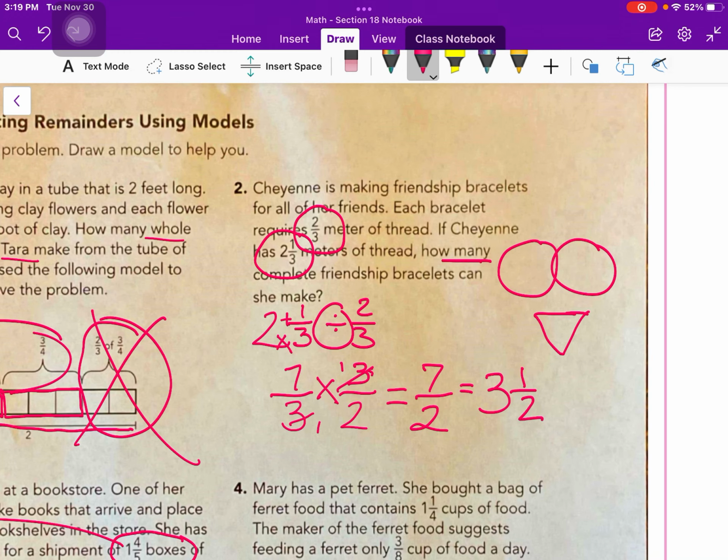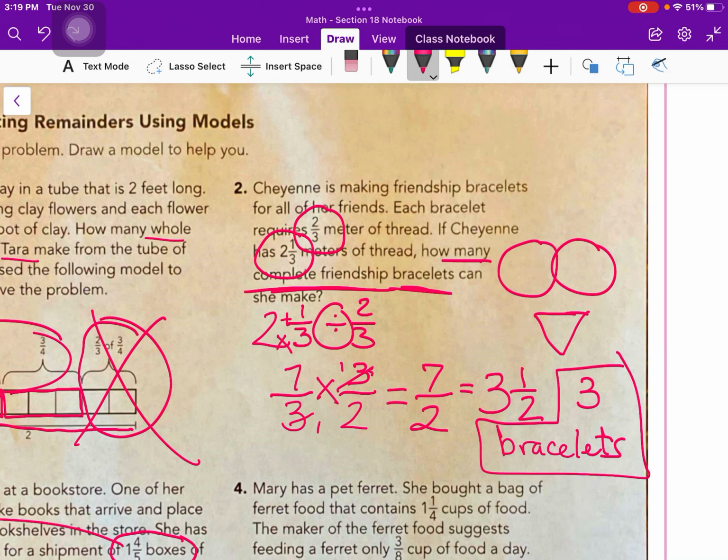So let's go back to the question. How many complete bracelets can she make? She can make 3 bracelets. Because she can't make half of a bracelet. That won't make any sense.